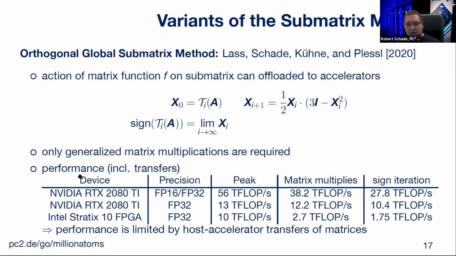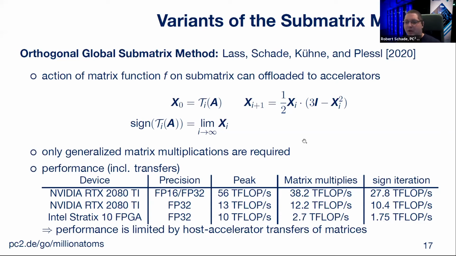Here down below, just some initial performance results from consumer-grade NVIDIA GPUs, comparing the peak performance on the tensor cores to the achieved sign iteration, including transfers. Similarly here for the Stratix 10 FPGA, comparing the matrix multiply peak to sign iterations. And here you see this discrepancy between the actual matrix multipliers and the sign iteration, including transfers, and that shows you that the performance is actually limited by the transfer of the matrices from the host to the accelerator, then computing the matrix sign function there, and then transferring back. And the transfers are a problem.